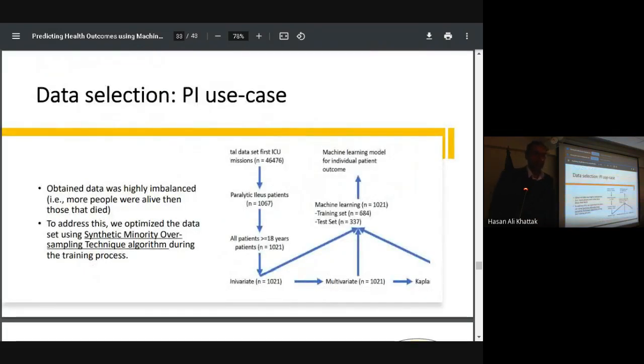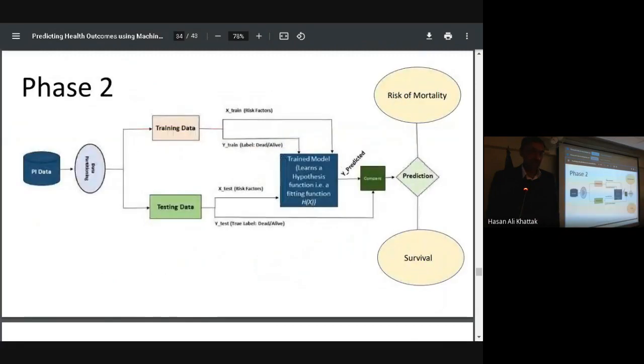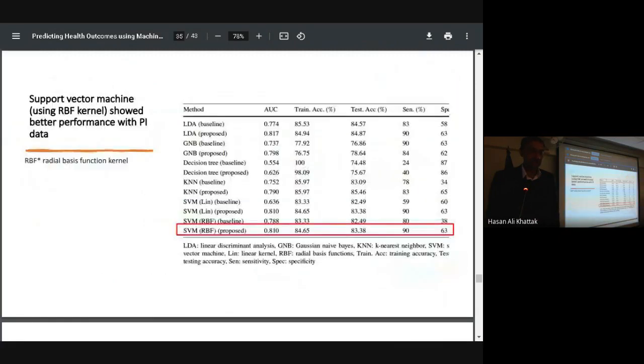So the data that we obtained from the ICU was around 46,000 patients with pancreatic injury. Then we took all the patients with age over 18, and then we applied univariate and multivariate machine learning models. And after that, we got the results.